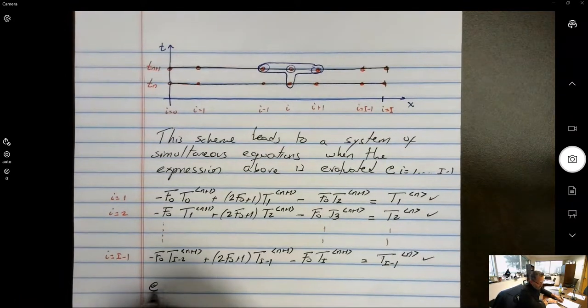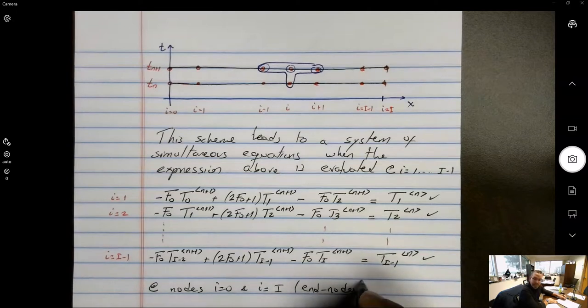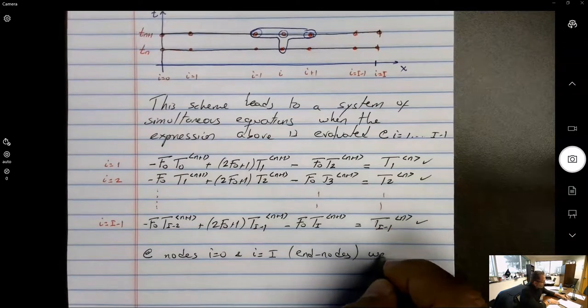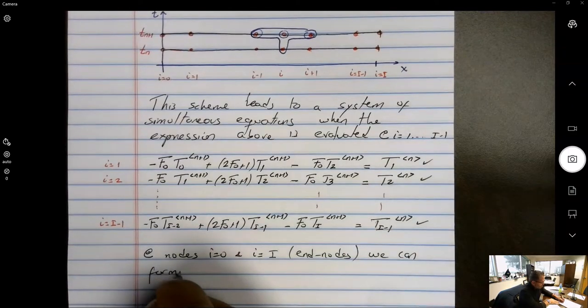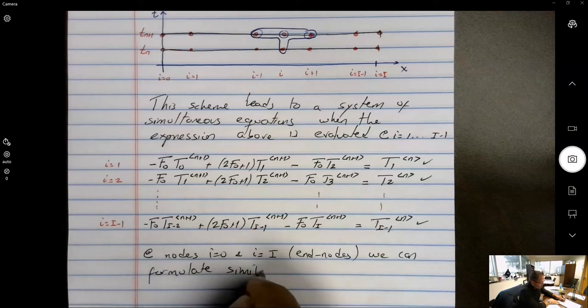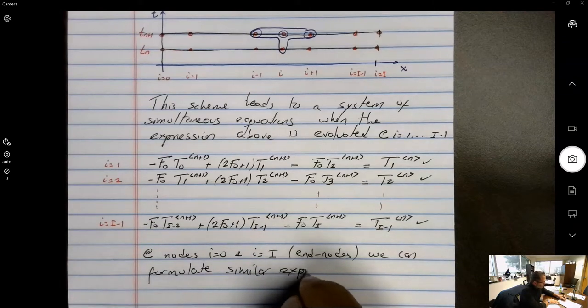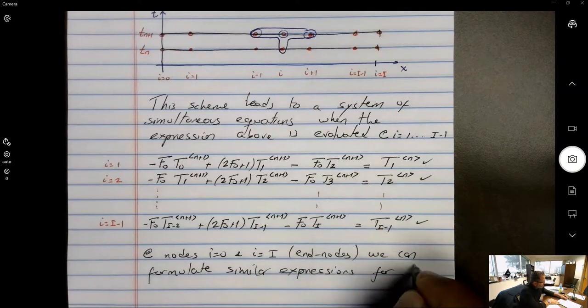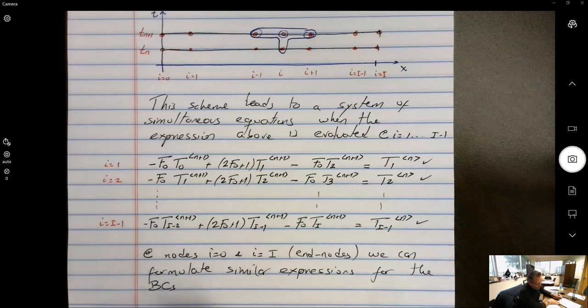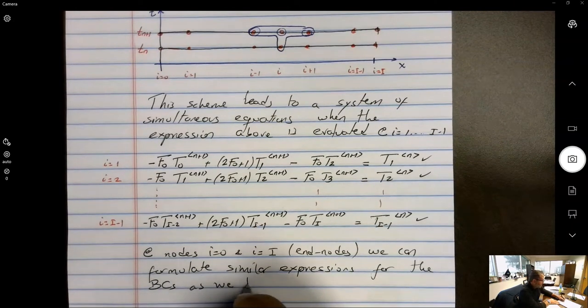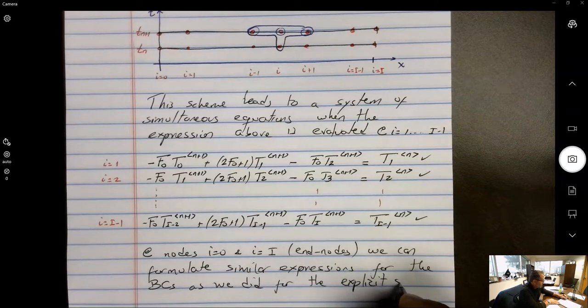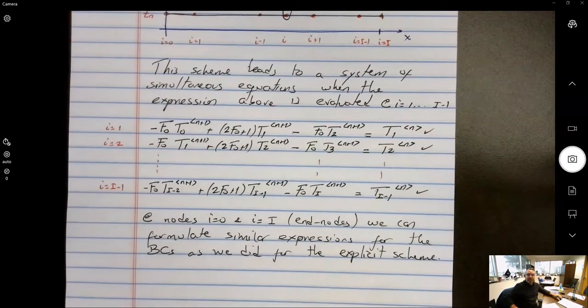In addition, at nodes I equals 0 and I equal I, so the end nodes, we can formulate similar expressions for the boundary conditions as we did for the explicit scheme. In fact, nothing changes in regards to formulating the boundary conditions, first kind, second kind, or third kind.